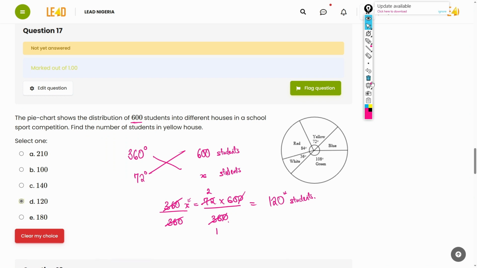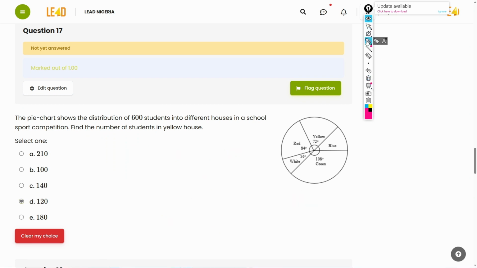Okay, so an alternative way of working this out is there's a formula: theta over 360, so get the fraction out of 360 of the angle, then multiply that by the total, which is 600. All right, so that would be 72 over 360 times 600 over 1. If you do this, you would also arrive at the exact same place, right? Here 1, here 2, so that's 120 students.